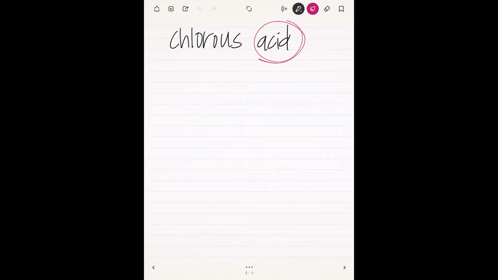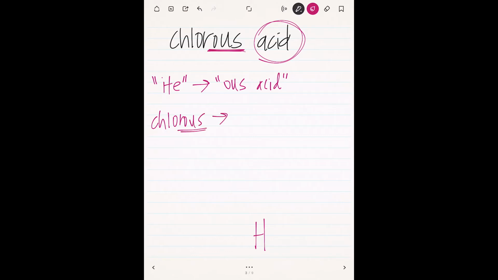Chlorous acid, again with acid, so we know that there is a hydrogen. And as I said, the rule is if the common ion ends with an ite, it changes into an ous acid. So chlorous is chlorite, and the chemical formula for chlorite is ClO2 minus. And when you add a hydrogen and a chlorite together, they cancel out and it becomes HClO2.